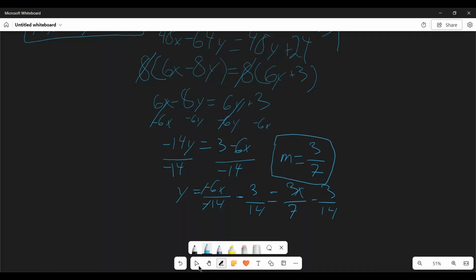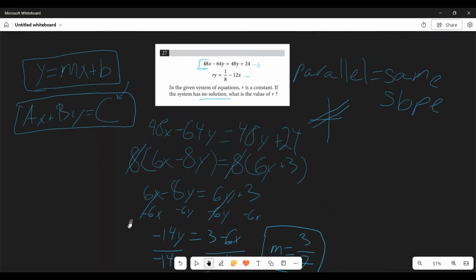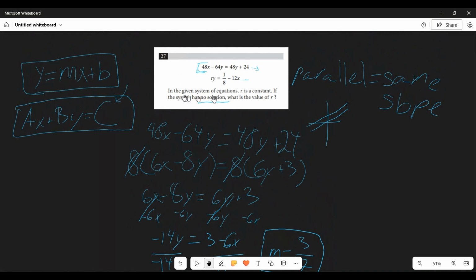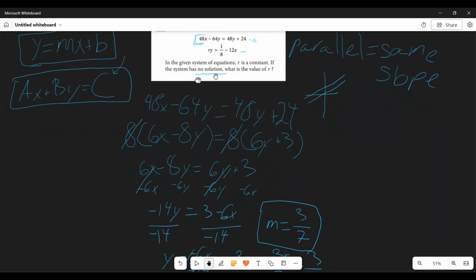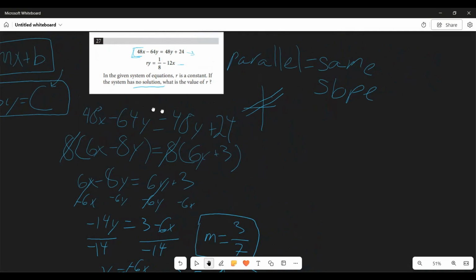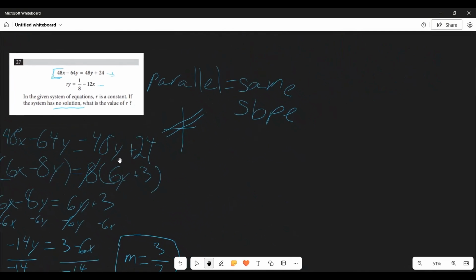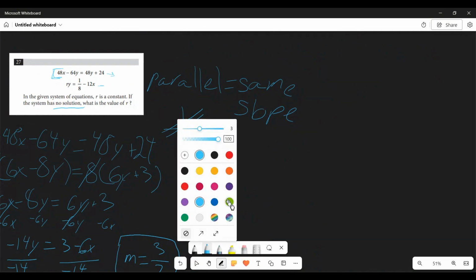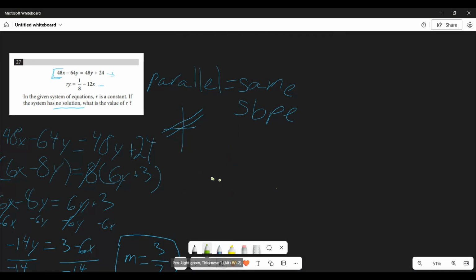Okay, that is what we need to find now in the other equation, right? So if I go back to the top, now we know the slope of one line, and remember, since these two lines have no solution, that means the slope of this line is going to be the same. It's going to be 3 over 7 as well. So let's try and put this equation into slope-intercept form as well and see what happens. So I'm going to move this over here. Let's use a different color because, why not? Let's try green. All right, let's get it.